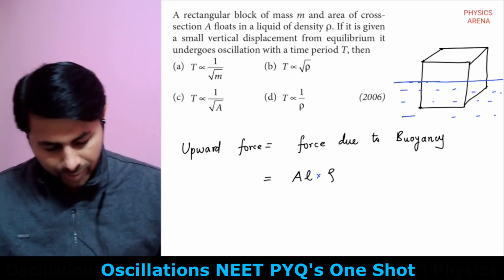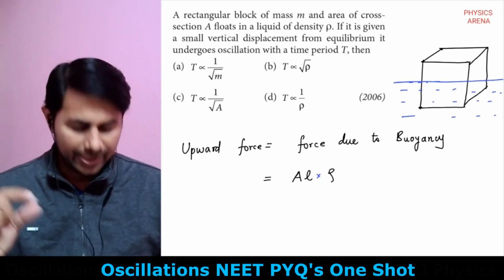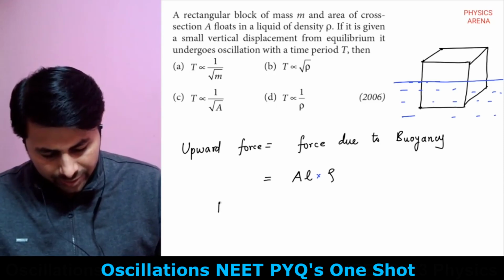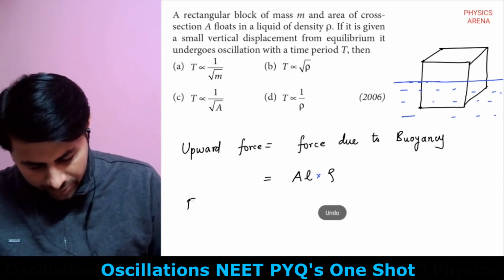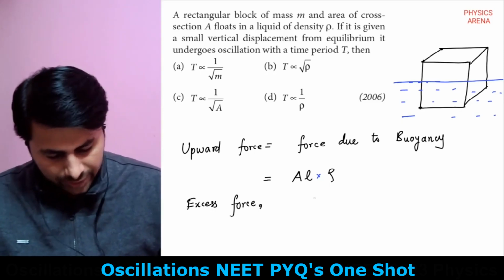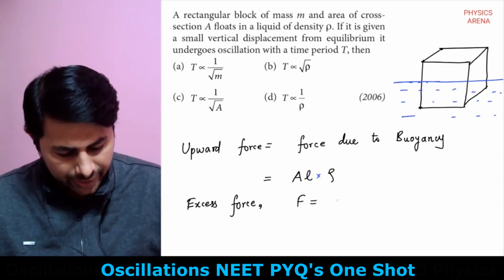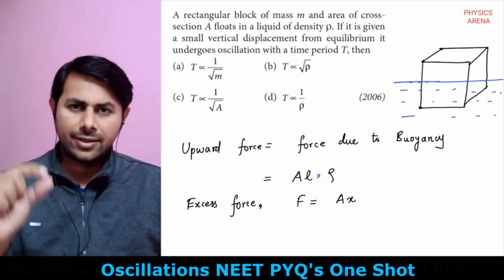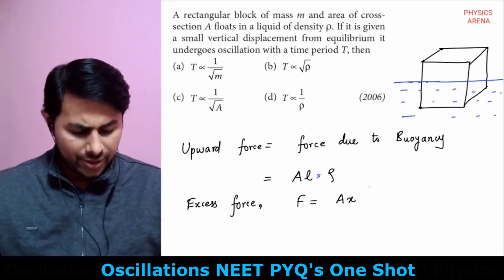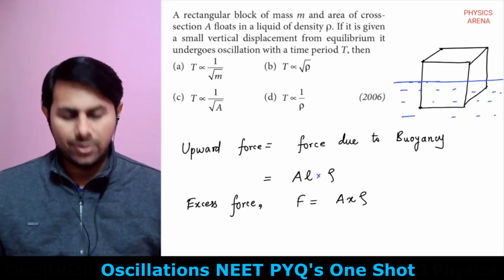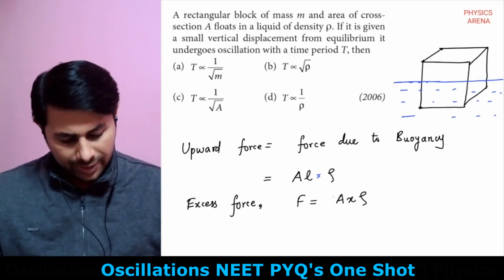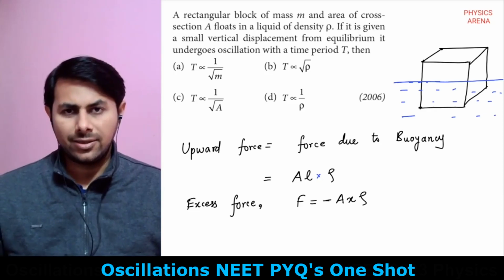Okay. So suppose you push it by displacement x. So now excess force due to buoyancy will be how much? So excess force due to buoyancy is equal to, let's call it F. It's equal to A multiplied by that displacement. Okay. This much is the extra volume that you are inserting inside the liquid multiplied by rho. Okay. And if the displacement is downwards, that force is upwards. That's why we can put a negative sign like this.